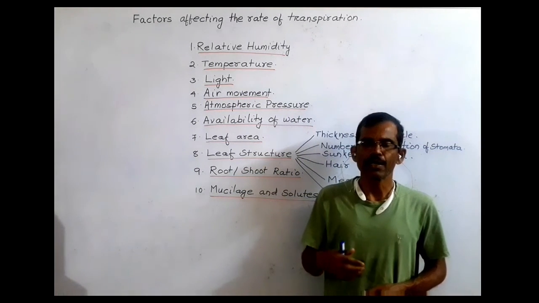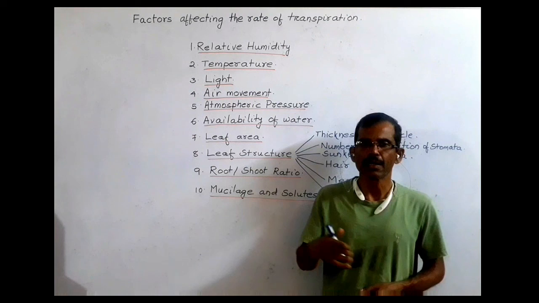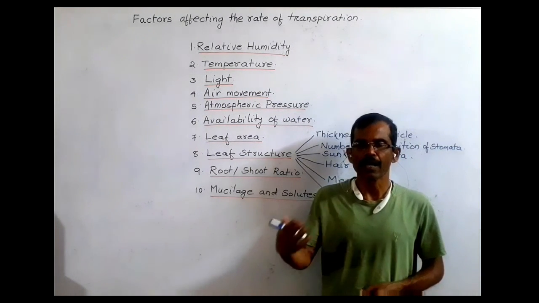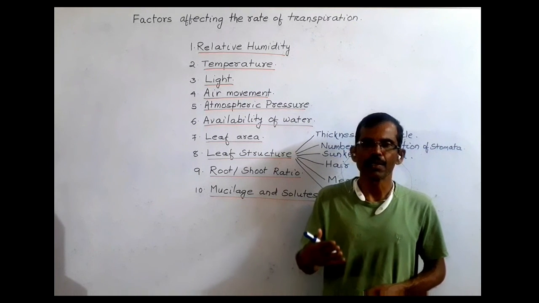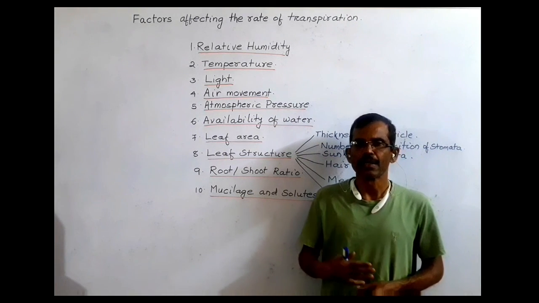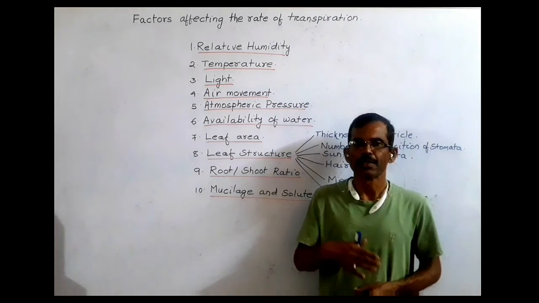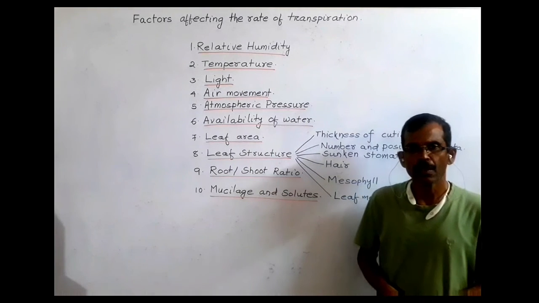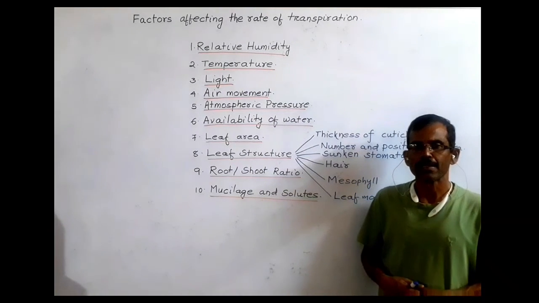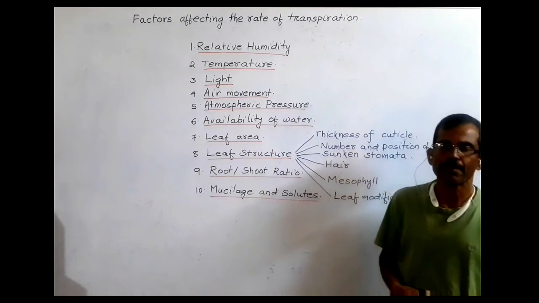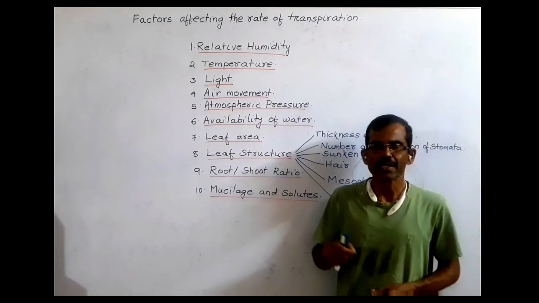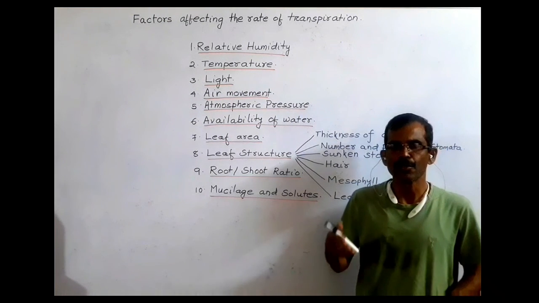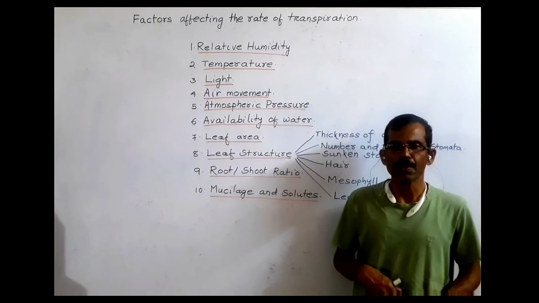So, when the relative humidity of the air decreases, the rate of transpiration increases. In contrast, when the relative humidity of the air increases, the rate of transpiration decreases. Next factor is temperature. At a higher temperature, the stomata remain open. In addition to its heating effect, higher temperature also decreases the relative humidity of the atmosphere.